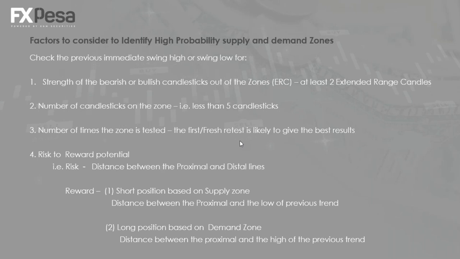So with the extended range candlesticks, the first sign is that a trader should expect to see at least 2 extended range candlesticks bursting out of a zone with a significant rally, either to the upside or to the downside. So once you see that burst in price with at least 2 or 3 candlesticks, then you'd know that indeed that is a critical level that you should consider either to be demand or supply zone.